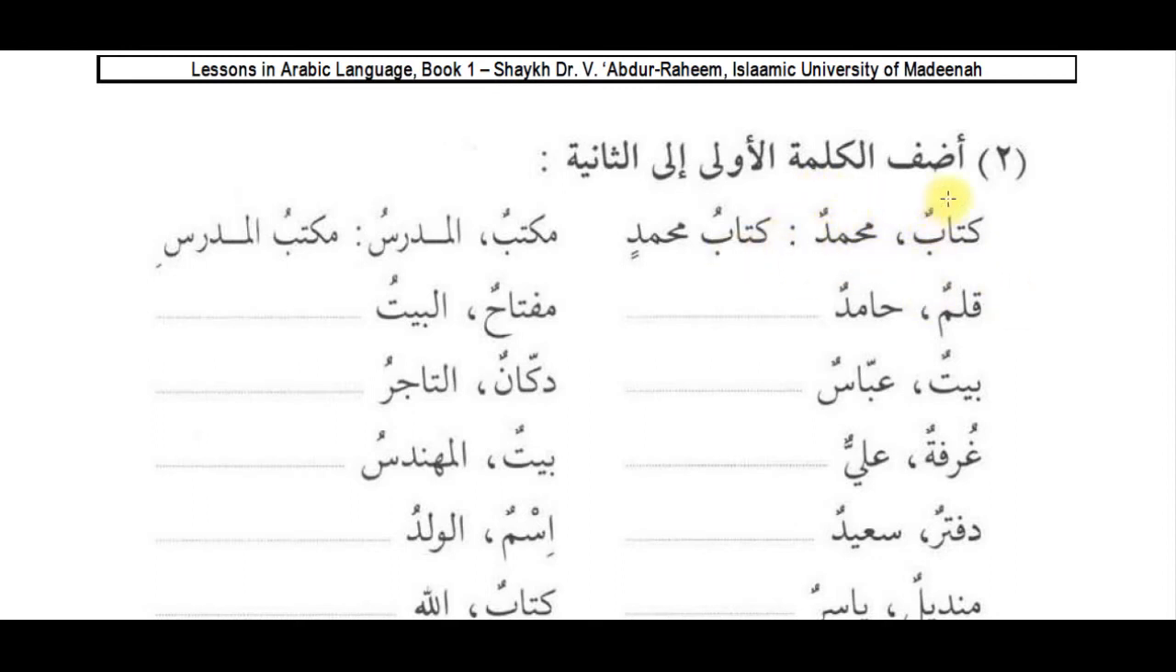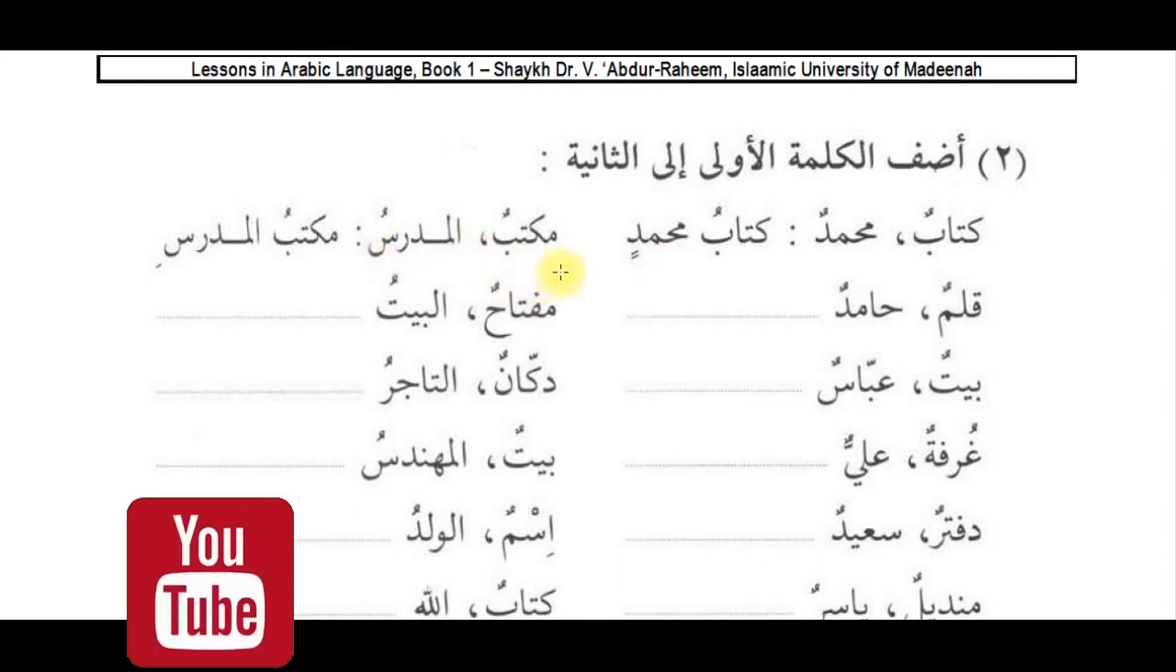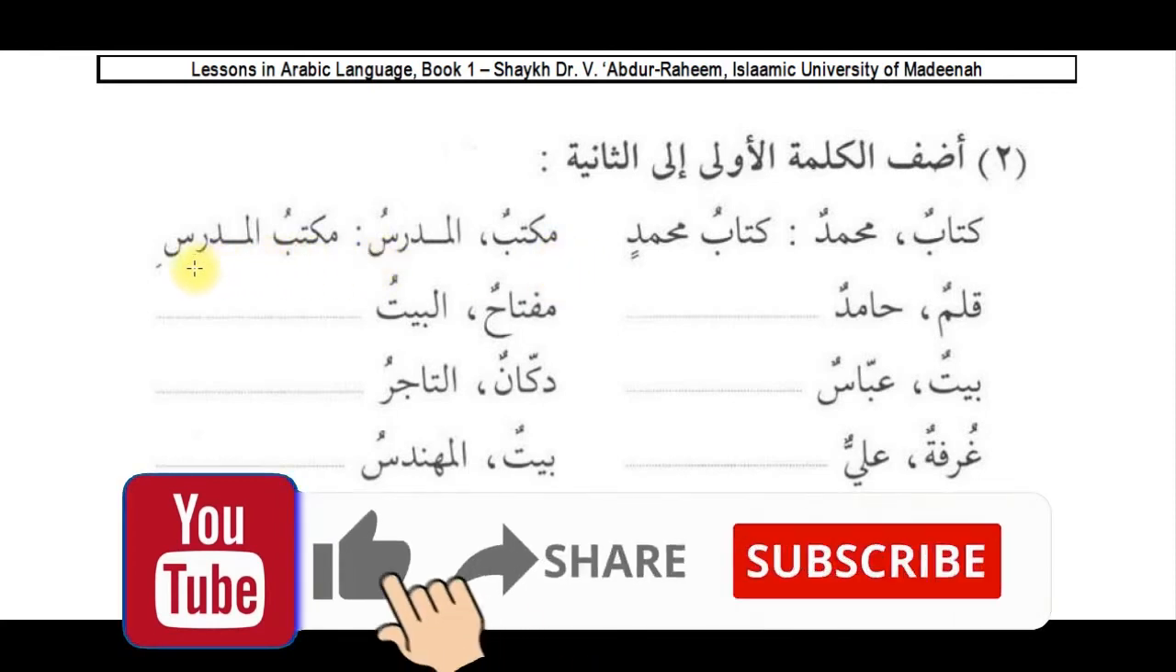Kitab. This one is kitabun, the first word. Muhammadun, the second word. Then when you are forming the mudaf and mudaf ilayh, that means the possession and the possessor, it will become kitabu Muhammadin. Kitabu Muhammadin. Maktabun al-mudarrisu. It will become maktabul mudarrisi.